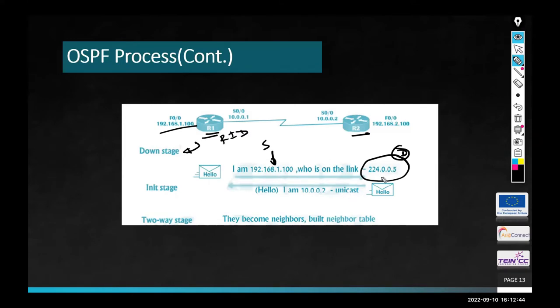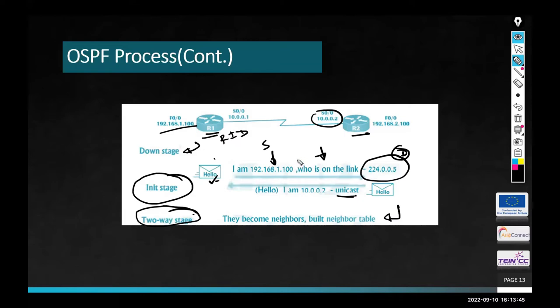And against this hello packet, router two sends a hello in response. That hello says, I am 10.0.0.2. Then the packet will be unicast. Earlier it was multicast, and now I am getting the acknowledgement against the hello packet in unicast, and they become neighbors and start building their neighbor table. They have not built it yet, but are building it, and this stage is called the 2-way stage. And when one just initializes the packet for building the neighborship, this stage is called the init stage or initial stage.